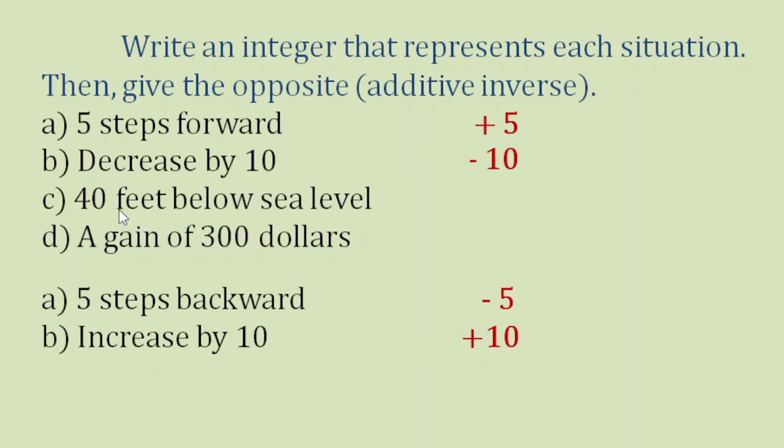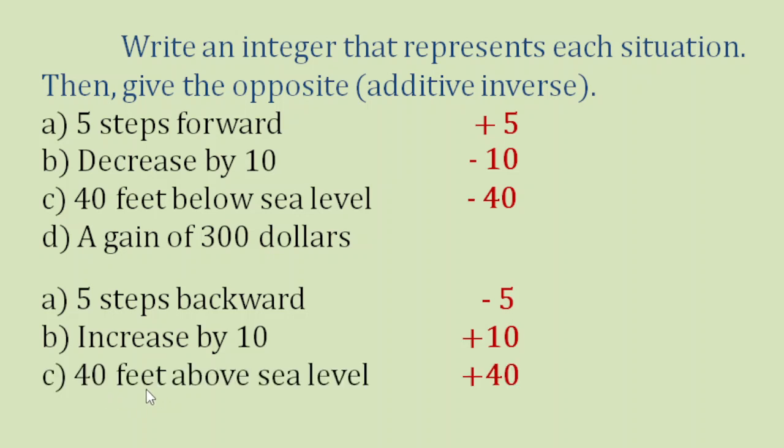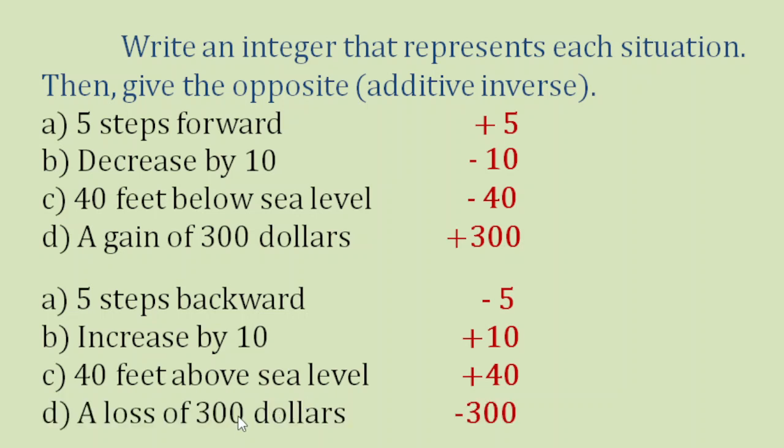And situation C. 40 feet below sea level. That means minus 40. And the opposite? 40 feet above sea level. That means plus 40. Situation D. A gain of $300. That means plus 300. How about the opposite? A loss of $300, which means minus 300.